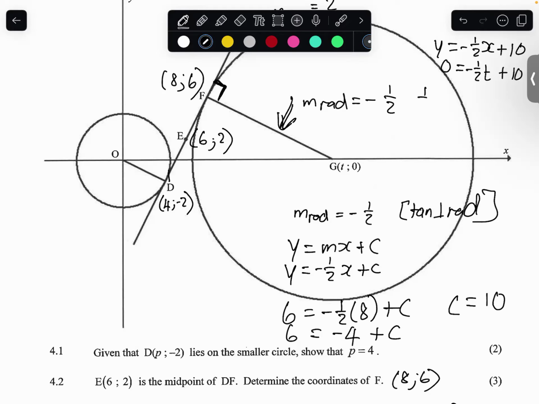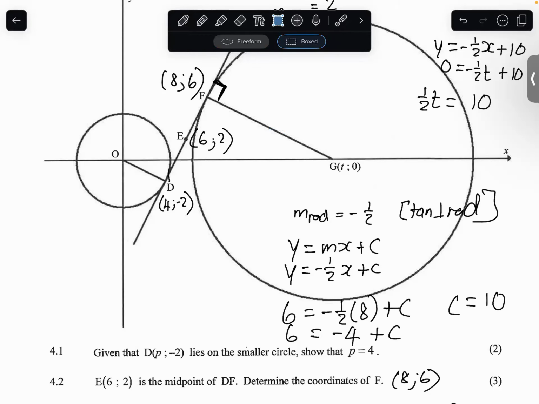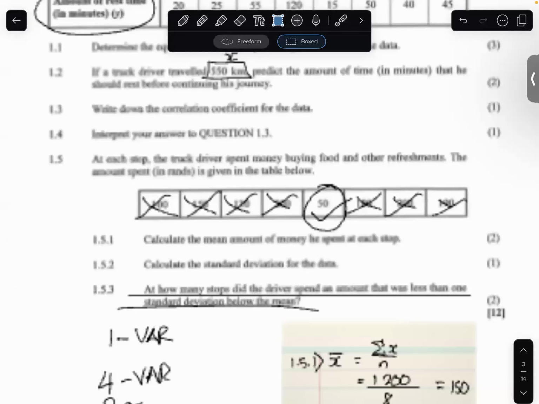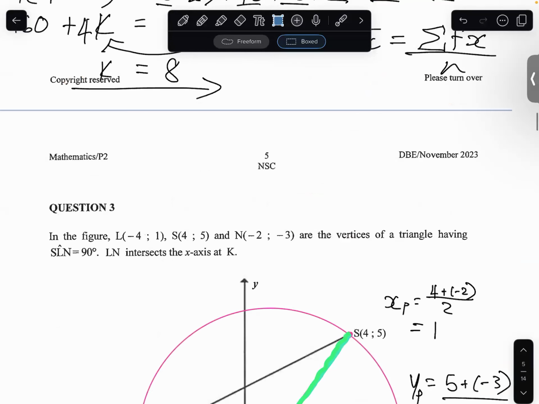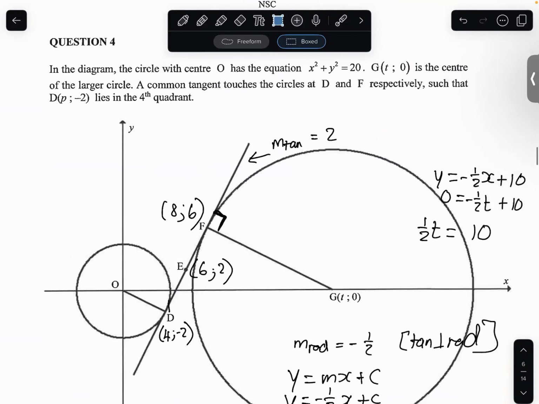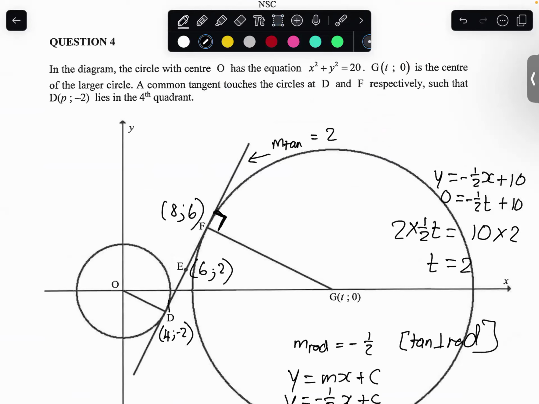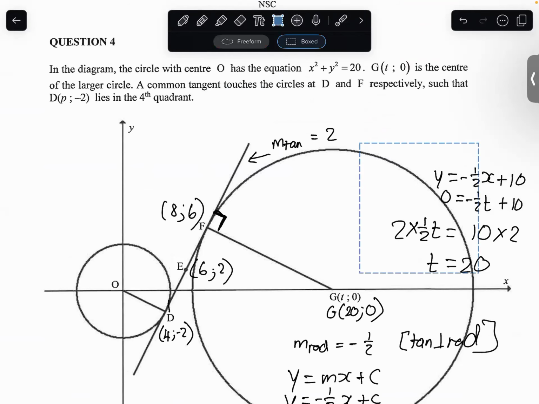I'm going to take that over. It's a half t equals 10. Times both sides by 2 — either divide both sides by a half or times by 2; obviously the smarter thing is to times both sides by 2. That gives me t equals 20. And so G's coordinates are 20 and 0. Okay, I hope that made sense.